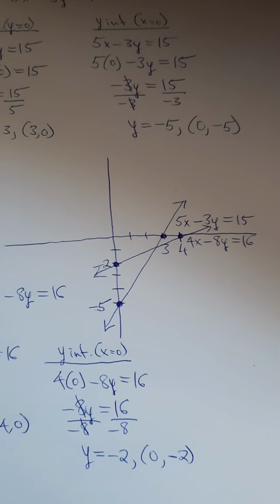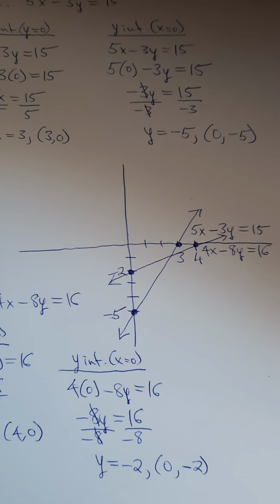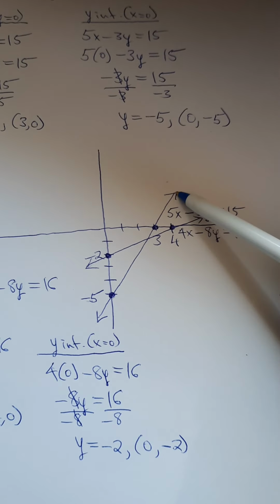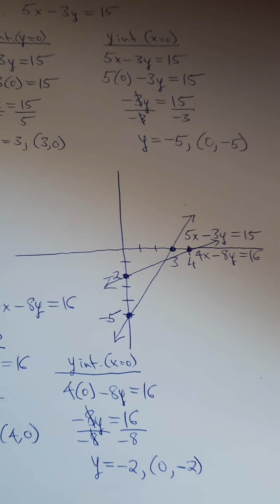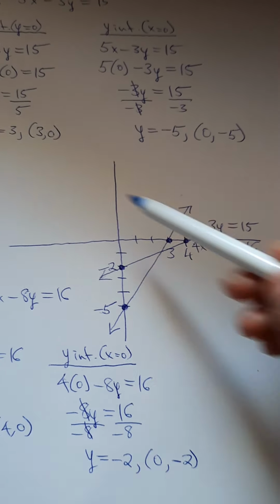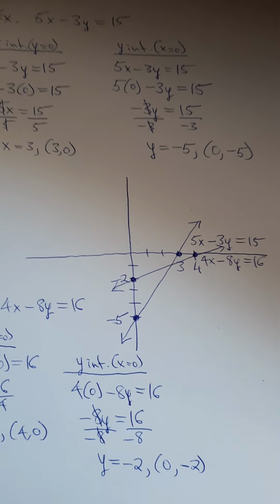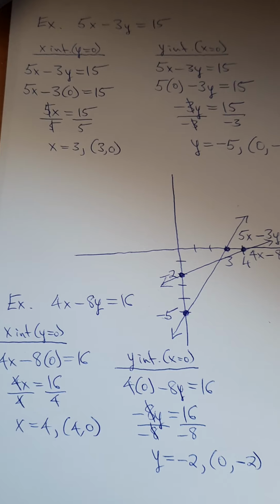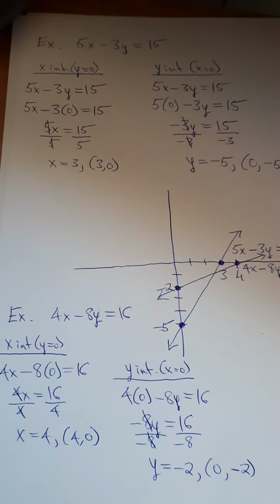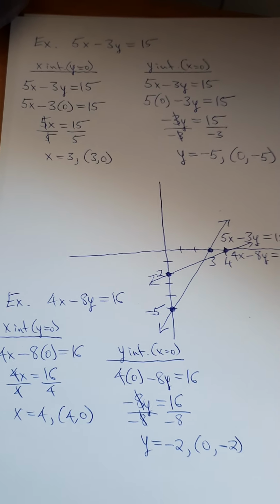That way, you can do a mental check. As long as the slope is positive, the line should be going upwards like this. If the slope is negative, then the line would be coming downwards in this direction. That's a good way to check your answer as you're graphing out your lines. All right? So that looks good.